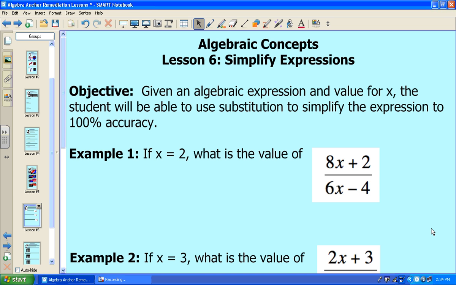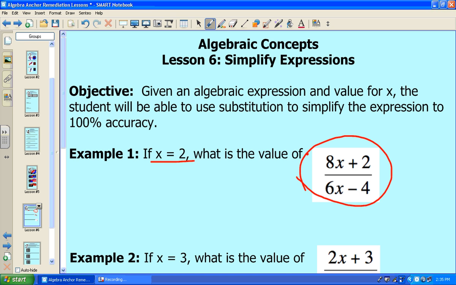Okay, so this is lesson 6 in the algebra concepts, and we're talking about simplifying expressions. The objective is, given an algebraic expression and a value for x, the student will be able to use substitution to simplify the expression to 100% accuracy. So you're going to be given 2 items. You're first going to be given a value for x, and you're also going to be given an expression. I just want this expression simplified.